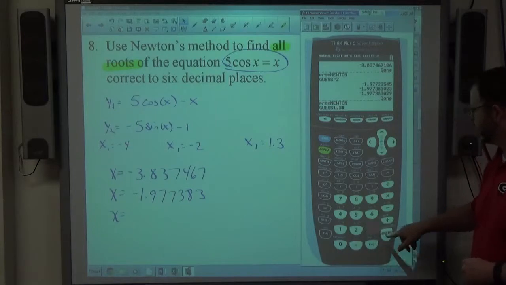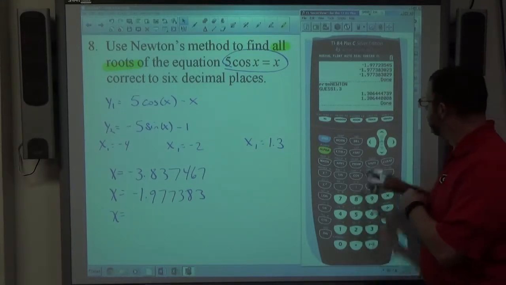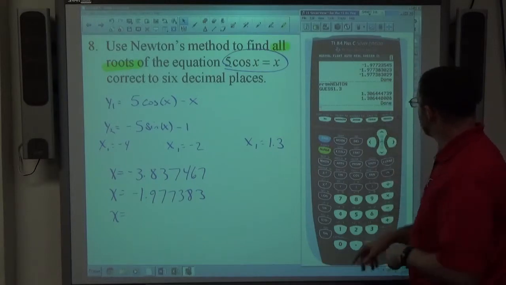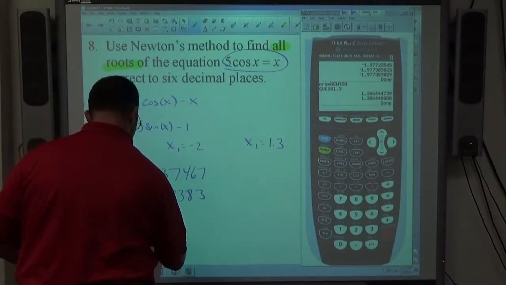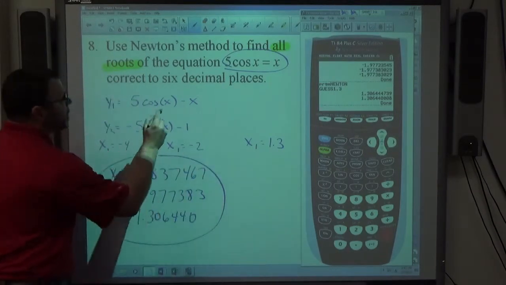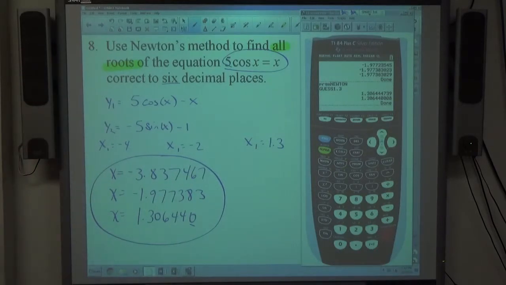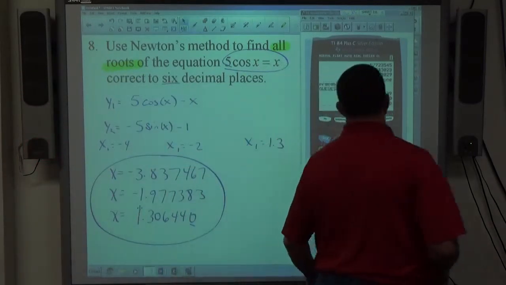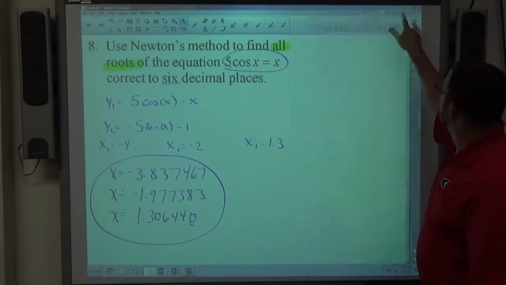We're going to guess 1.3. 1.30644400, so 7th decimal place is a 0, so it doesn't change, so 1.306440. And if it does ask for 6 and the last decimal place is a 0, put it anyway, just for effect, I think, would be better than leaving it off. So I want to see all 6 decimal places in each of those.